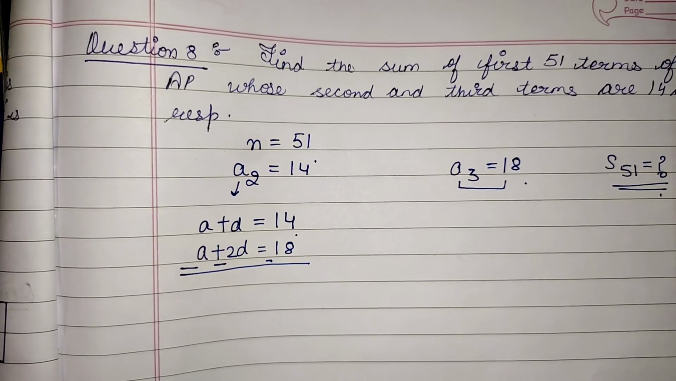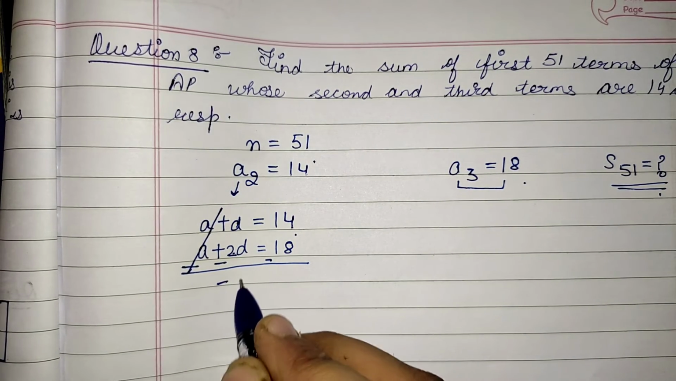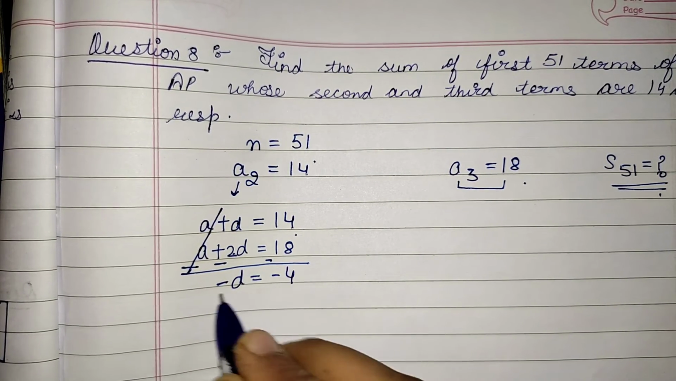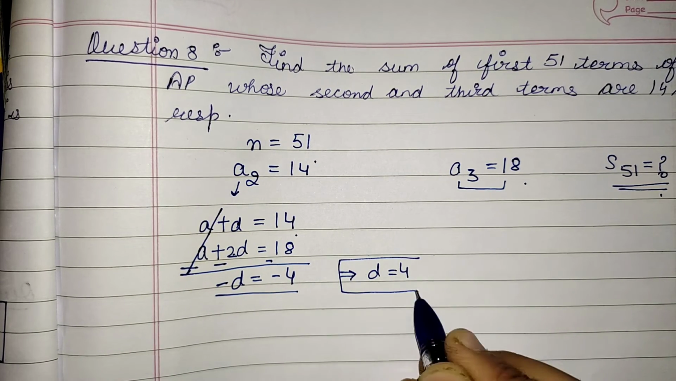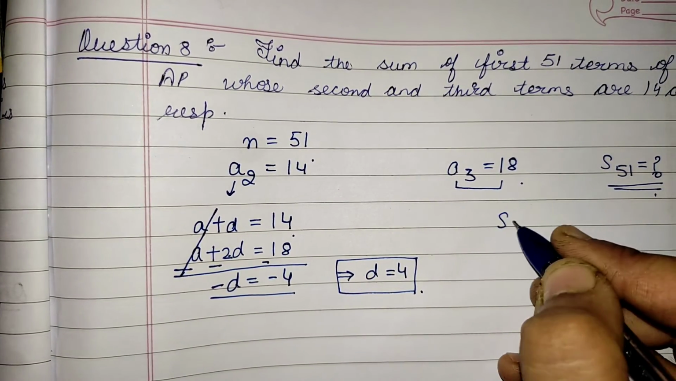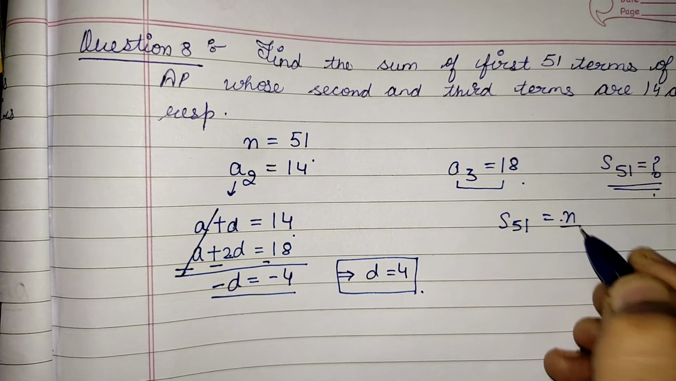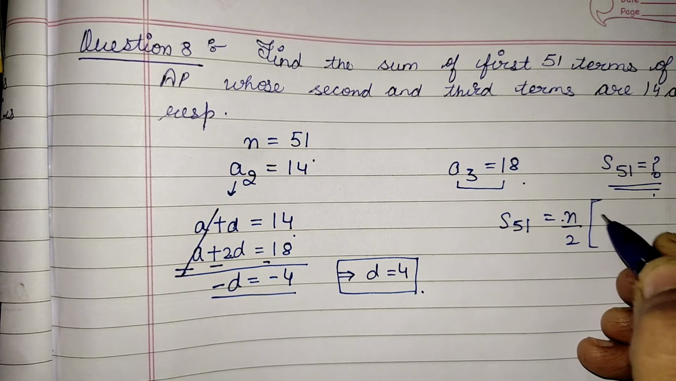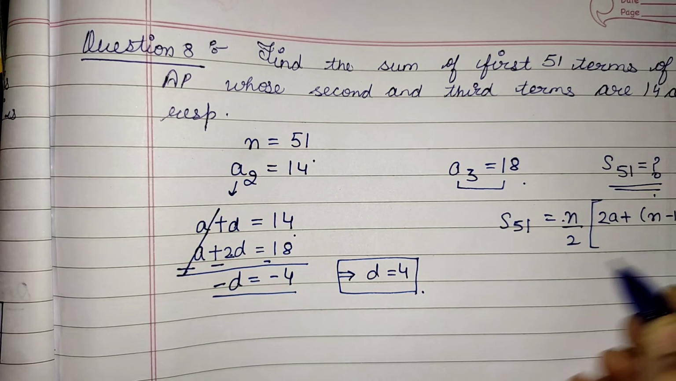So this and this will get subtracted and cancelled out. A and A will get cancelled out. It will become minus D is equal to minus 4. So D will be equal to 4. Right, now I have all the values to put in my formula, which is S51 is equal to n by 2 into 2a plus n minus 1 into d.